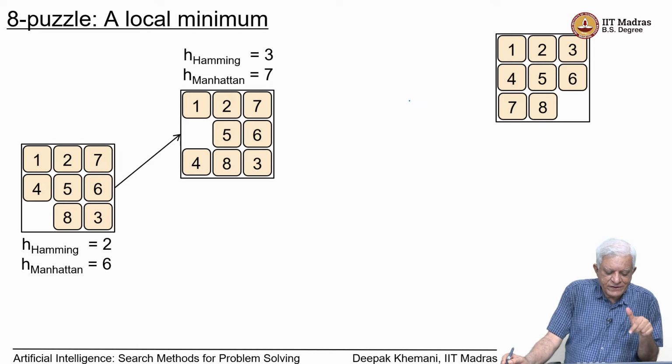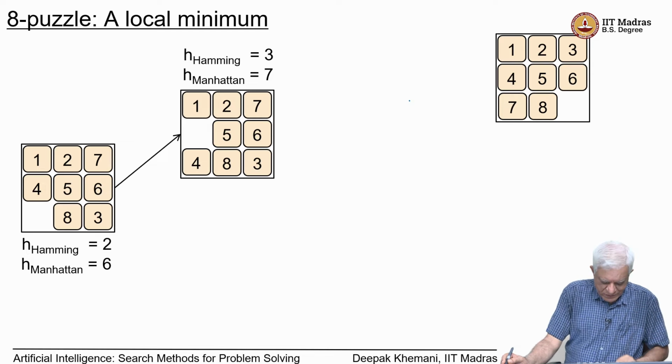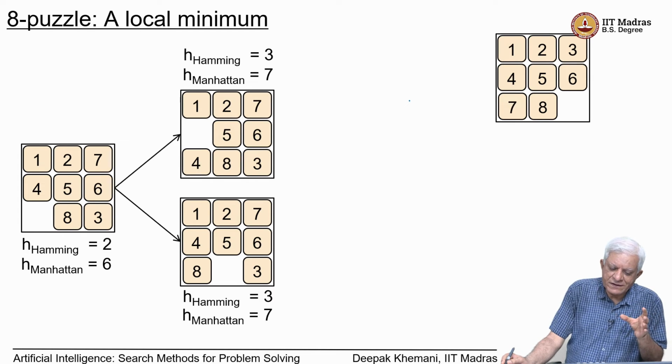Now, in this given start state there are two moves possible, either you move the tile 4 down or you move the tile 8 to the left essentially. What are the heuristic values of these? If you compute them, you will see that their respective values are 3 and 7 in both the cases essentially. What does this mean? It means that both the states that we are generating appear to be farther from the goal than the starting state. But of course, we do not have any choice, we can either move 4 or we can move 8.